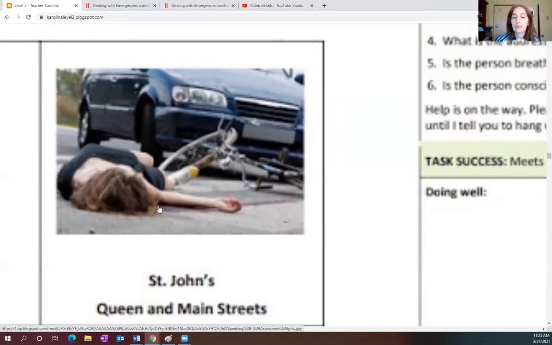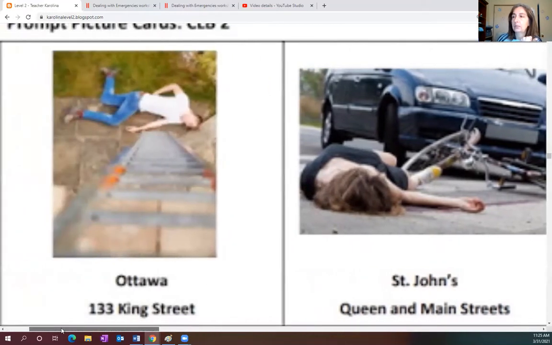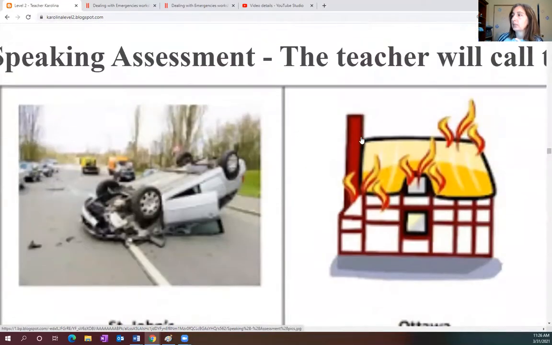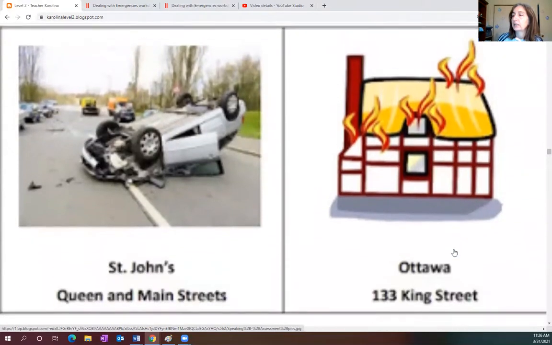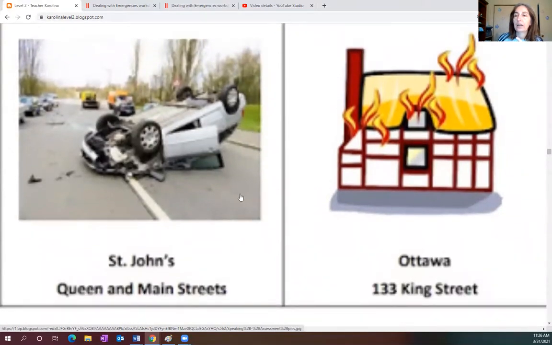So the first one, you have to tell me what city. So you will tell me St. John's or Ottawa for other pictures. Then the second question will be police, fire, or ambulance. You just have to pick ambulance or police or fire. That's all you have to tell me. The third question will be, what is your emergency? So for this one, a woman got into an accident. For this one, you would say a man fell down. For this one, you would say a house is on fire. And for this one, there was a car accident.